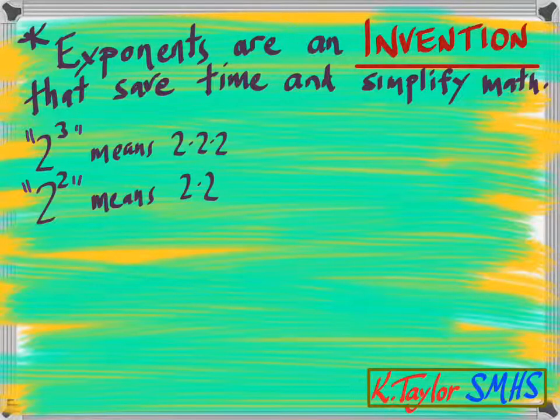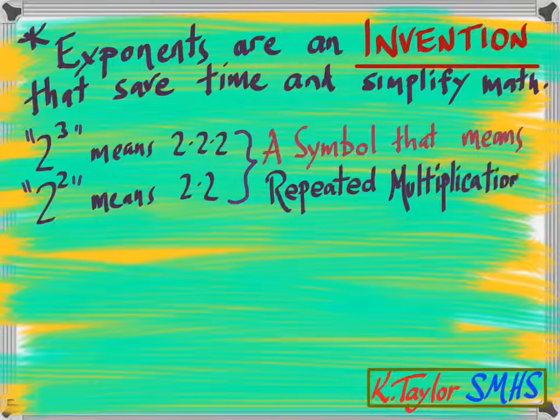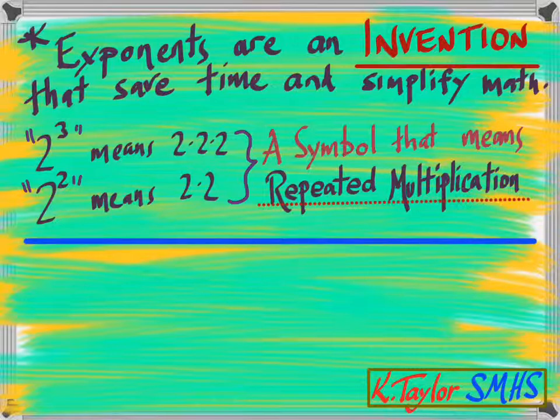But let me introduce possibly a slight shift in your thinking about what that exponent means. It is a symbol that has been defined to mean repeated multiplication. Okay, that's what I'd like you to think of that symbol meaning, is repeated multiplication. Now, okay, all fine and good, but what about a negative exponent?